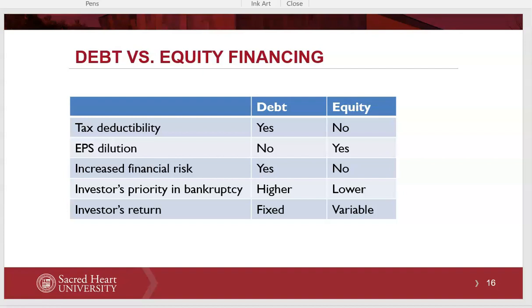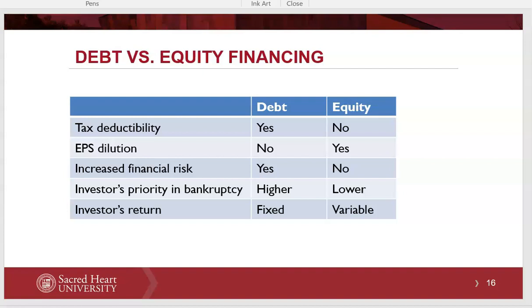From investors' perspective, debt has higher priority in bankruptcy, and that's typically what leads to the lower rates of return that investors are going to earn compared to equity. Equity holders have lower priority in bankruptcy, but that makes those equity shares, from the investor's perspective, higher risk, and therefore investors in equity are going to demand a higher return than they would in debt.